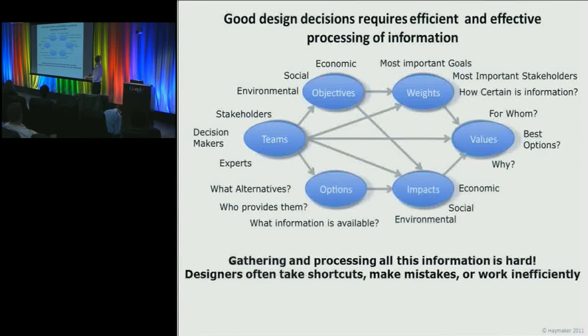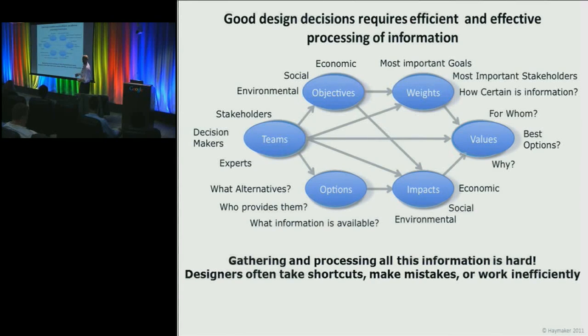So good design decisions require efficient and effective processing of an amazing amount of information. And I tend to try to break it down into 6 buckets. Who are the teams involved in this process? Who are our stakeholders? Who are designers? Who are decision makers? Who are the gatekeepers who can constrain this design space we're going to look at?